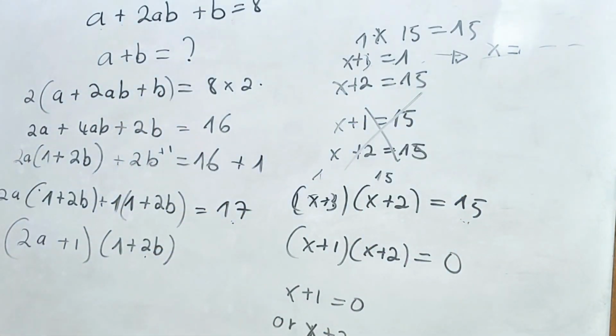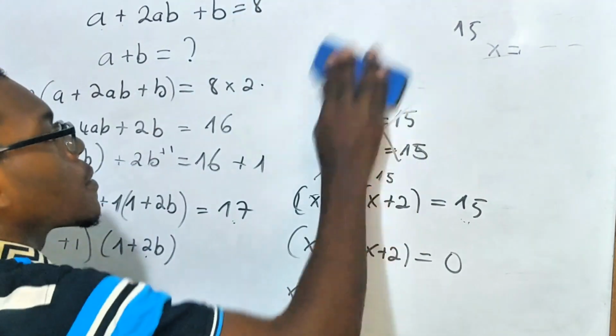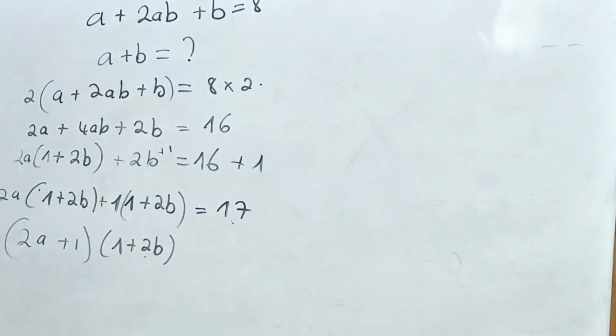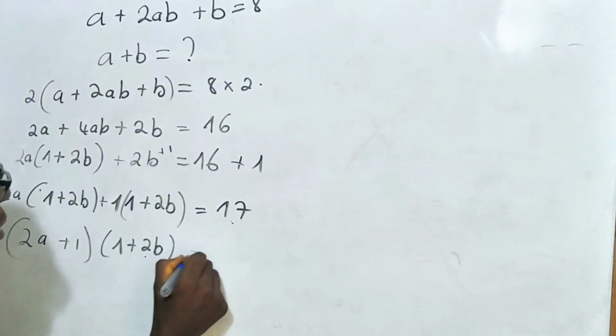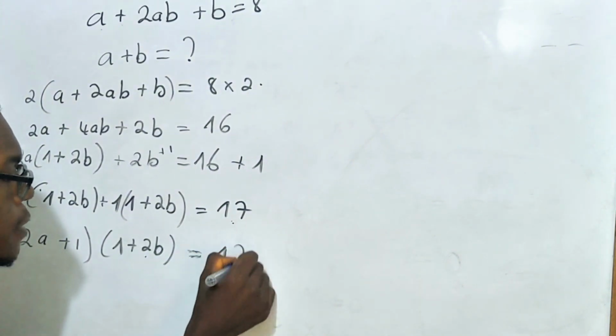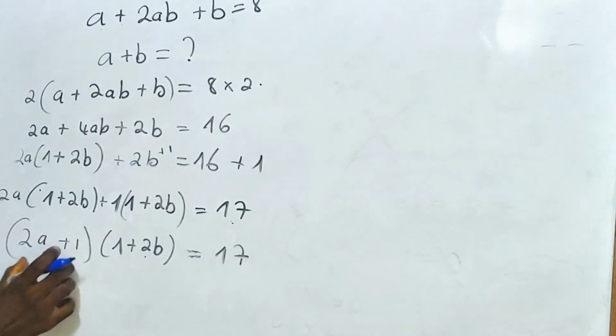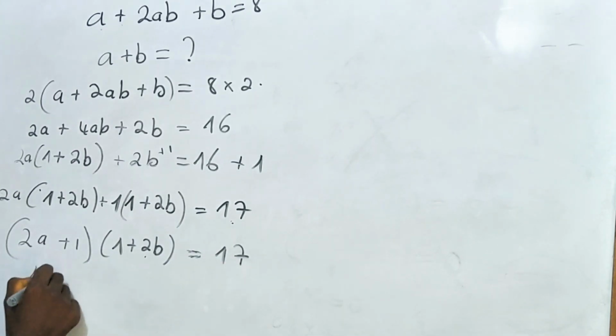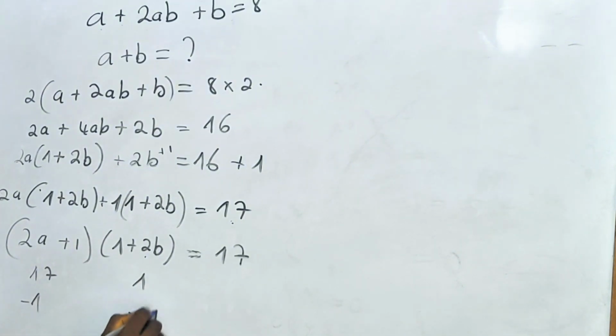Okay, in this case, we do the same thing. Let's erase here. Hence, you have this, and that will be equal to 17. We have this and this equals 17. How can we have the answer? Okay, 17 can be formed by 17 times 1. We can also say negative 1 times negative 17.